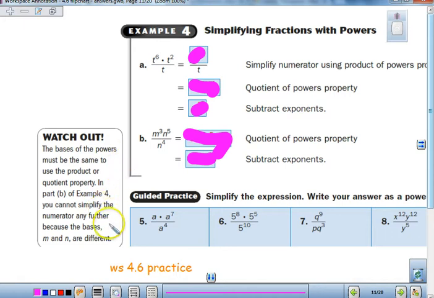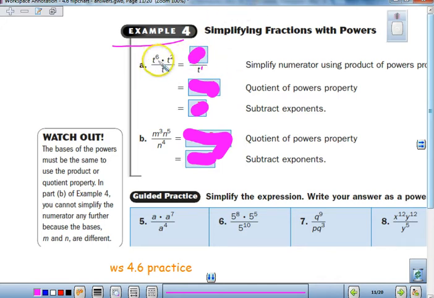The last example, and I think what I'll have you do is after 1, 2, 3, and 4, right on that same page, you're now going to put example 4. Simplify fractions with powers. So you're going to write down 4a in your notes right below 1, 2, 3, and 4. t to the 6th times t to the 2nd, all divided by t. Now remember, this t is actually t to the 1st power.